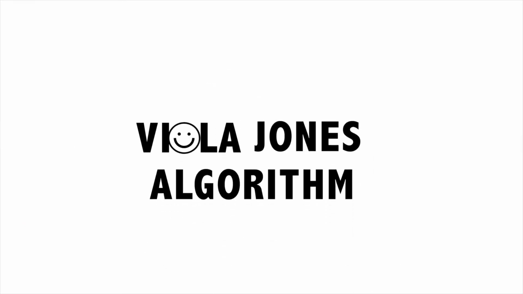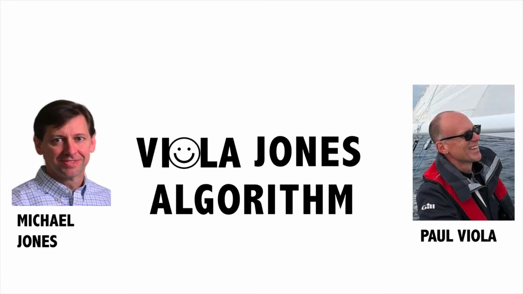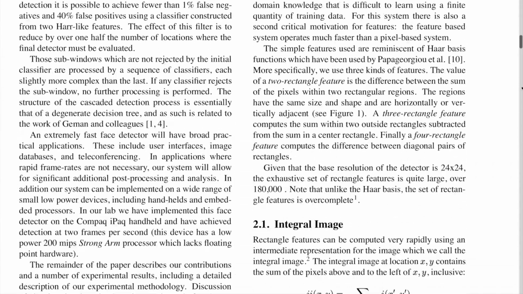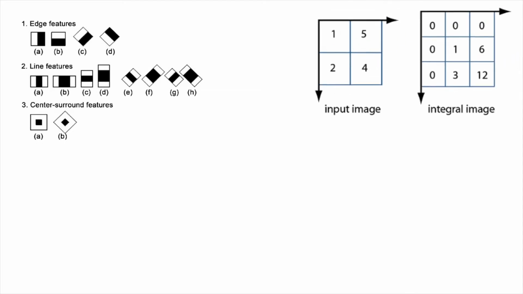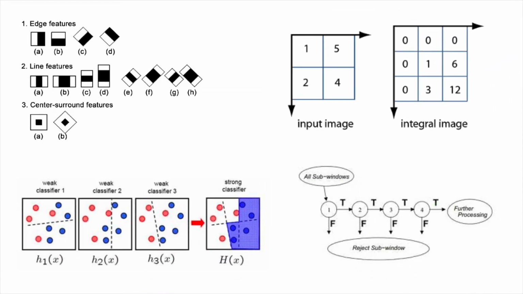In 2001, the Viola-Jones algorithm was created by Michael Jones and Paul Viola to develop facial recognition software. The algorithm is used for facial detection. It has 4 stages: Haar feature selection, creating an integral image, AdaBoost training, and cascading classifiers.